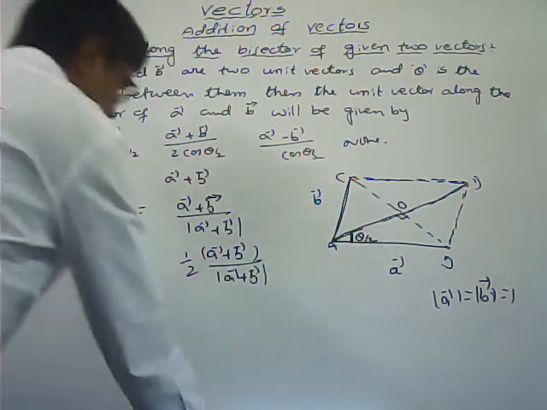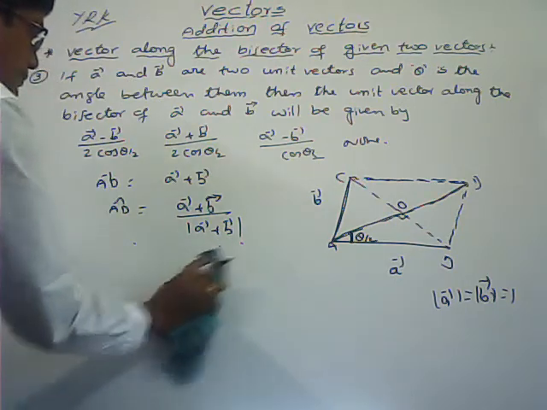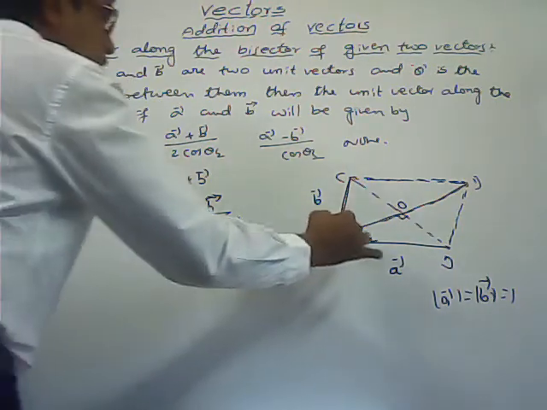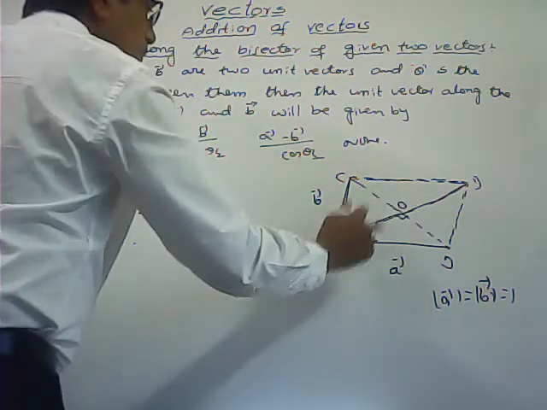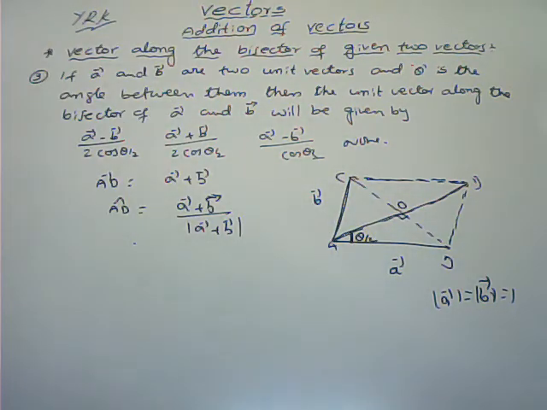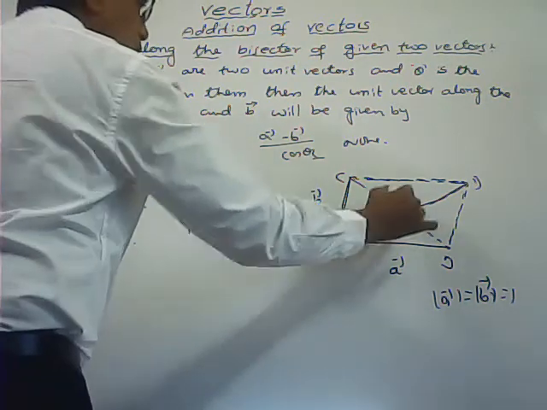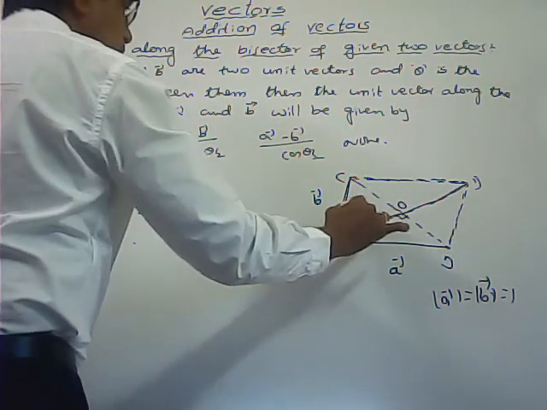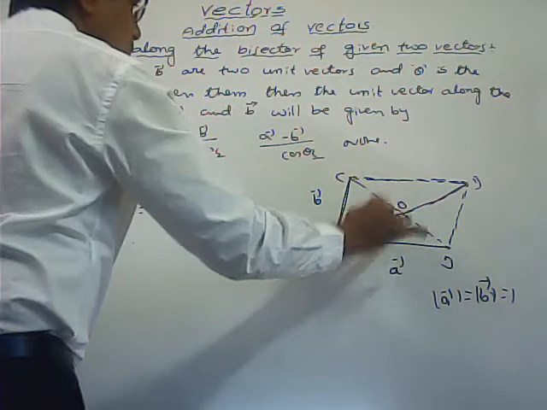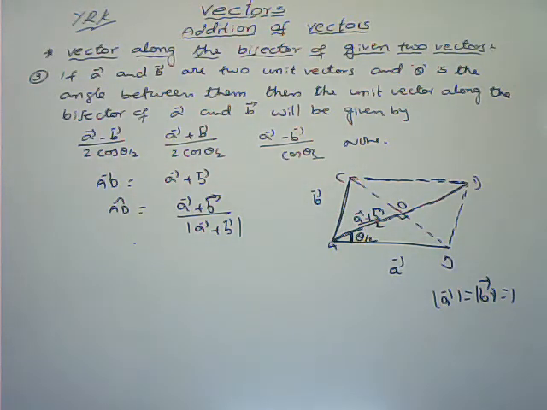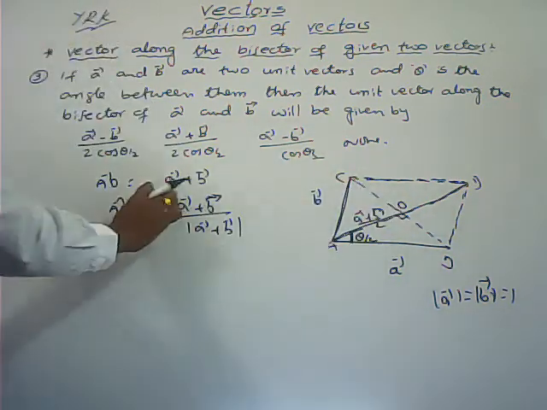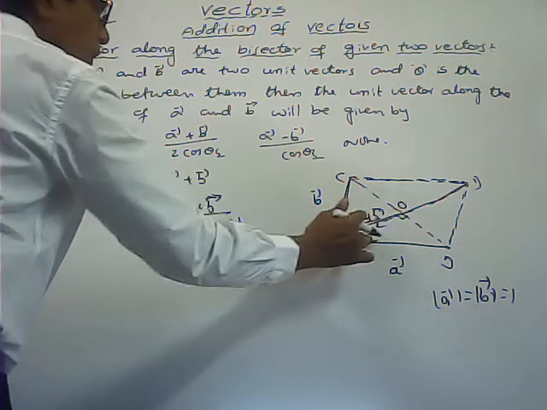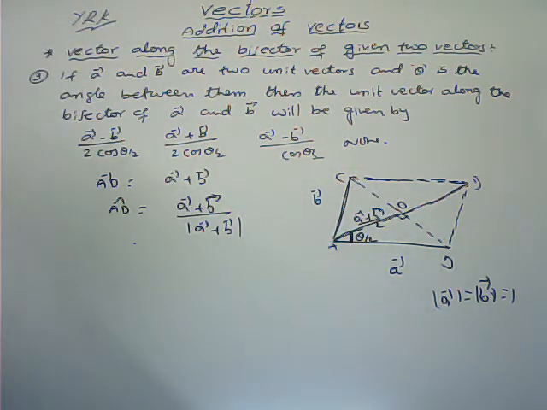Otherwise keep aside that one. Now, what is the total length? Here, total length, that is A bar plus B bar. Total vector A bar plus B bar. So, total vector A bar plus B bar, AD bar, O is the midpoint. So, this part is A bar plus B bar by 2 only.